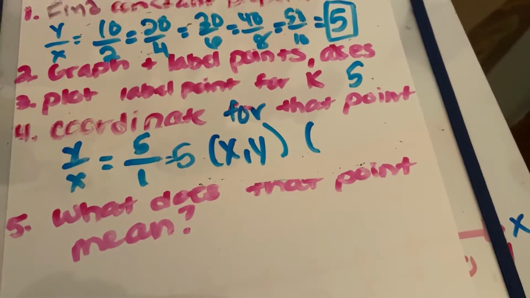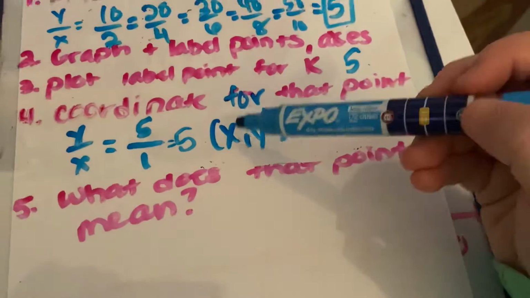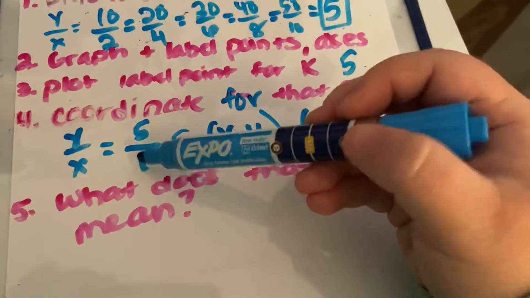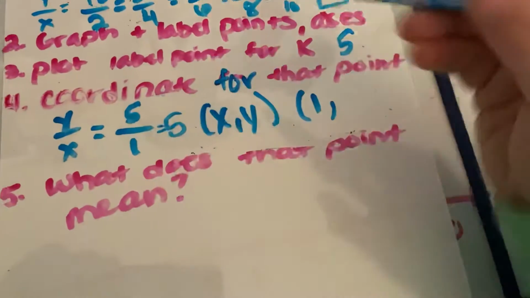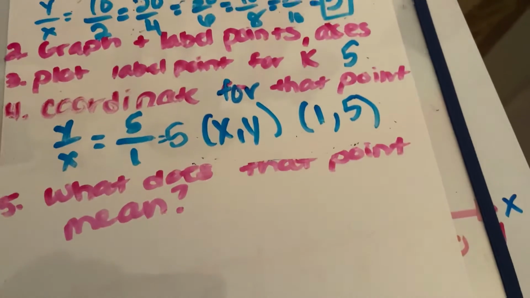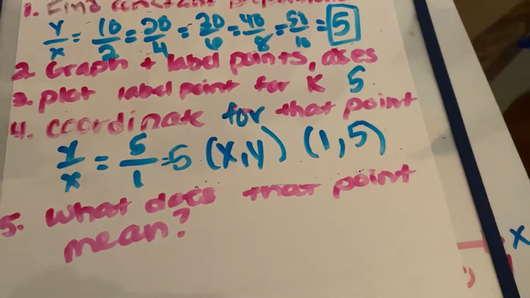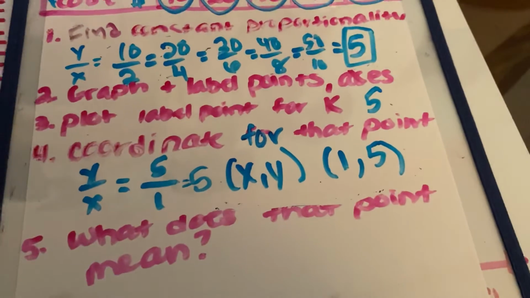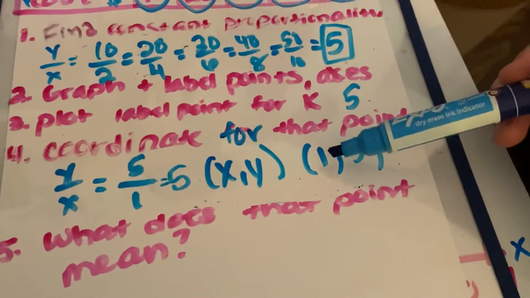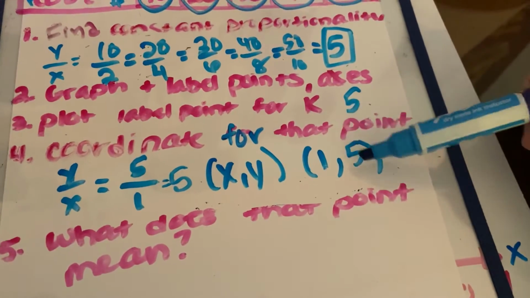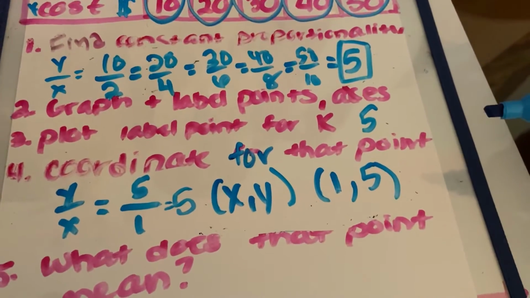So let's take a look at our ratio, which is y over x. The x value comes first in the coordinate point, which is 1. It's our denominator. And the y is our numerator, 5. So our coordinate point for our constant of proportionality is (1, 5). The coordinate point for a constant of proportionality is always going to be 1, the constant of proportionality, because that's what a constant of proportionality means.